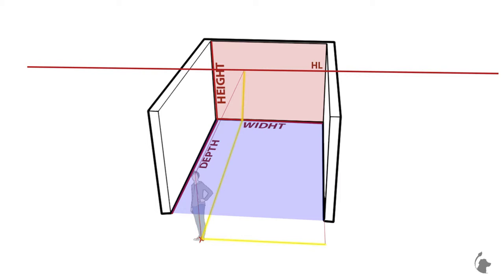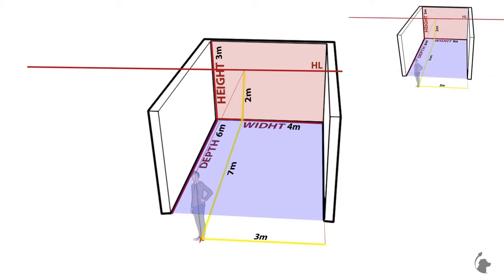Now let's see the dimensions. We're gonna use a 6-meter deep room by 4 meters wide, and it's going to be 3 meters high. Okay, we're going to be standing at 7 meters distance from the back of the room and 3 meters distance from the right wall of the room. Okay, and our eye level will be at 2 meters. I'm just gonna leave this image right here for the rest of the demonstration so that we can always refer back to it.